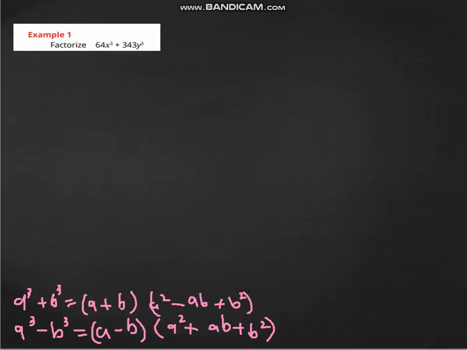Let me show you how we're going to do this question. Out of these two formulas, what do you think would apply on this question, 64x cubed plus 343y cubed? First of all, we need to find the cube root of 64. So what is the cube root of 64? Well, let's find out.